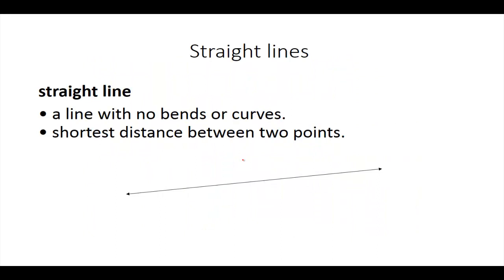Okay, so let's see the other part. The straight line. And guys, please pay attention to this part because it's very important. A straight line is a line with no bendings or curves. It is the shortest distance between 2 points. But what is the difference between the straight line and the line segment? The line segment has a starting point and an ending point, and we connect the starting point and ending point.